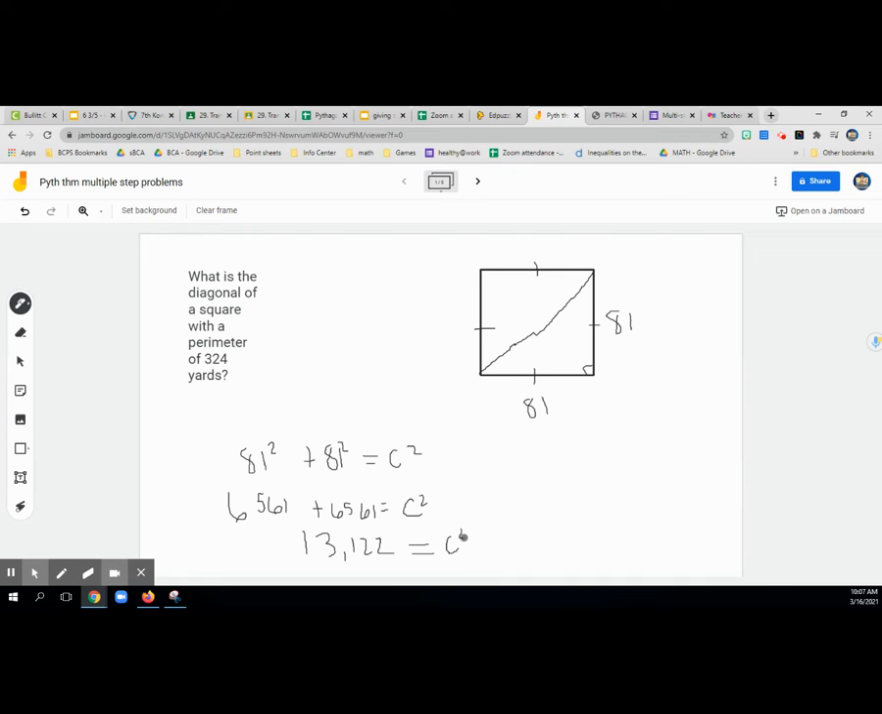So to find c, or our diagonal, we just take the square root. We could either write it as square root of 13,122, or if the directions tell us to round, we would round to whatever place they tell us after we find the square root. Let's say we have to round to the hundredths place, we would say 114.55.